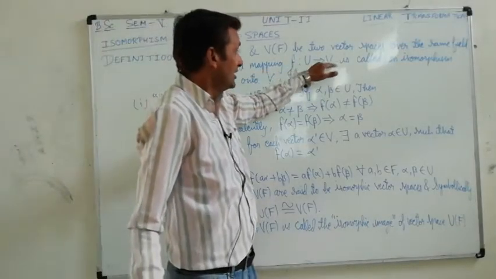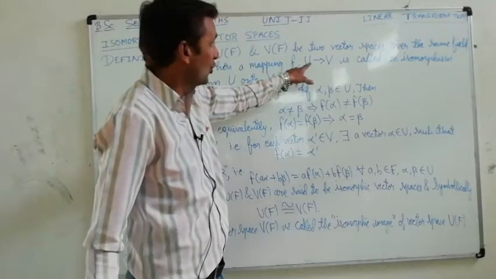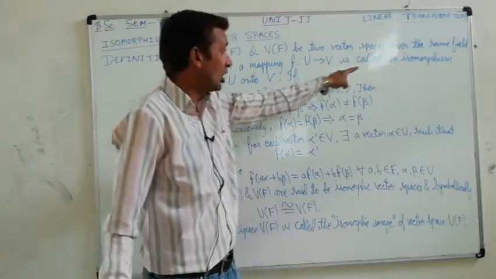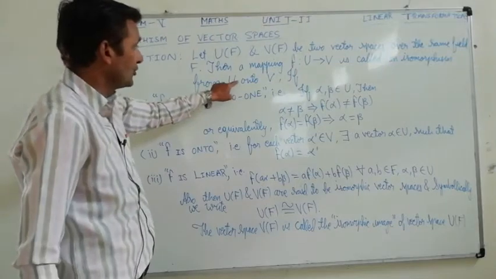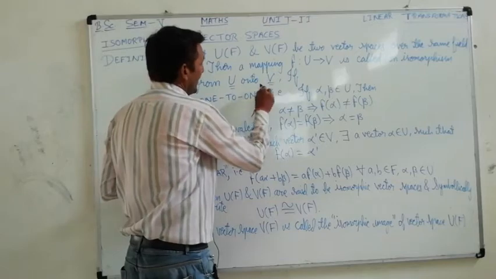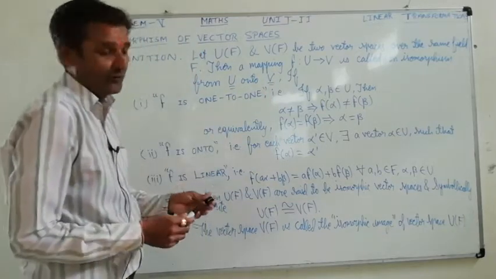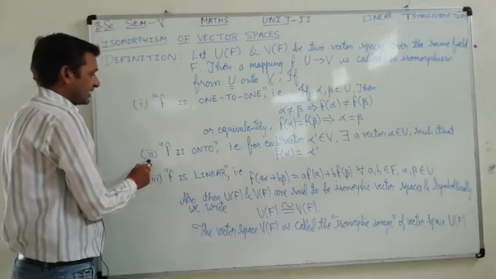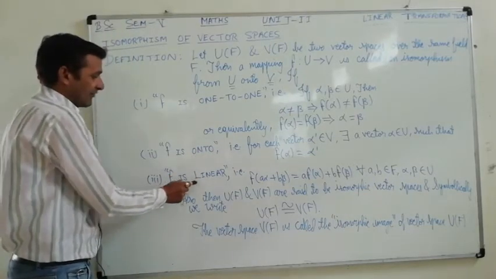What is it called? A mapping f such that U maps over V is called an isomorphism from U onto V, if the first condition: f is 1-1, the second condition: f is onto, and the third condition: f is linear.